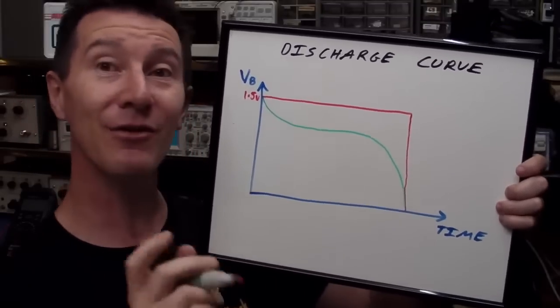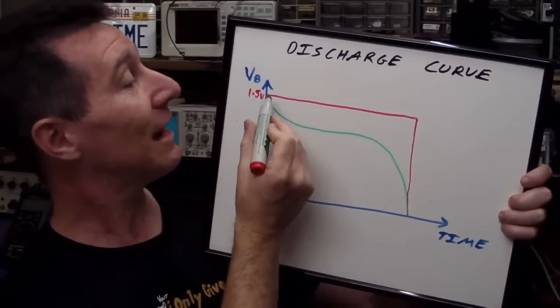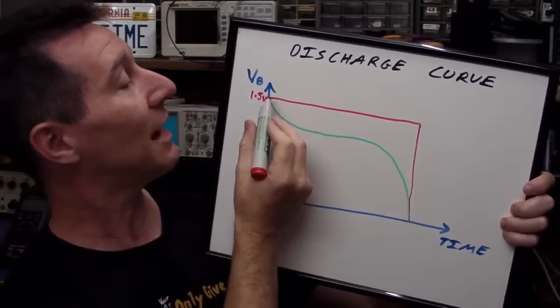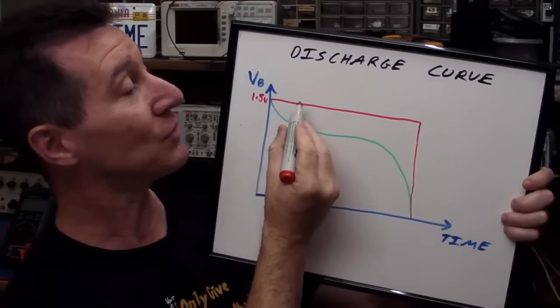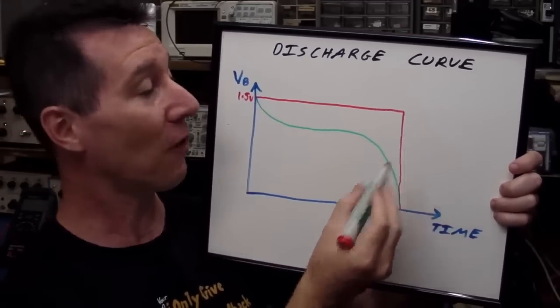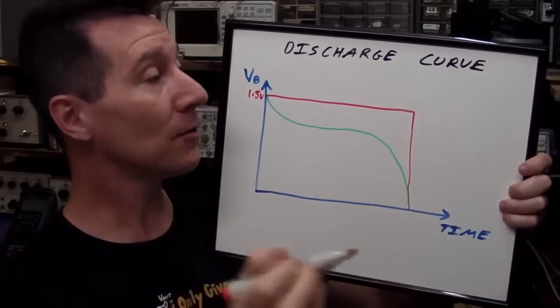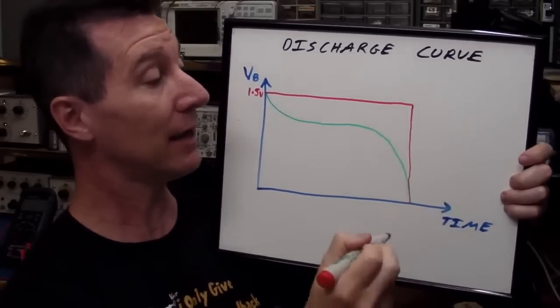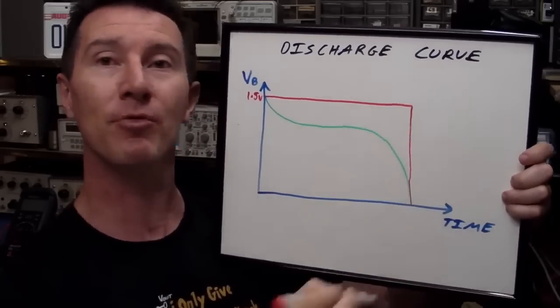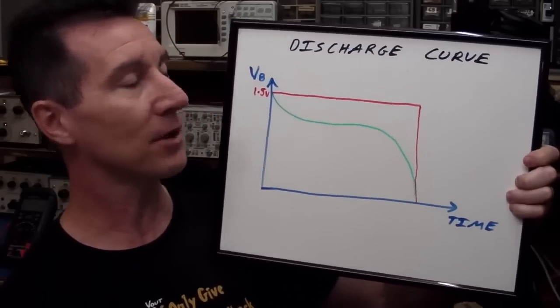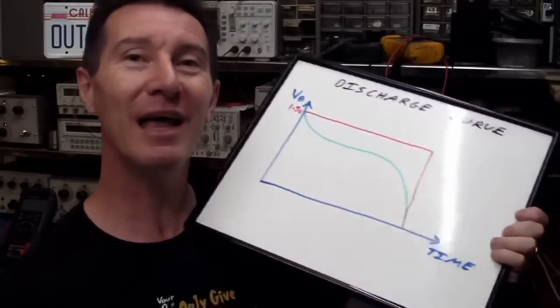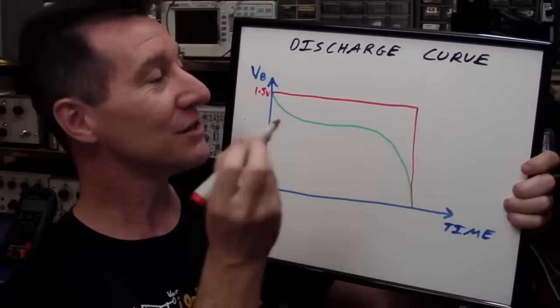Now, an ideal battery in this case is the one in red. It will start out at 1.5 volts and it will stay at 1.5 volts for all of the time that you are discharging, powering your product. Then all of a sudden it will just die and drop straight off. That's called a brick wall response, an ideal brick wall response, and no battery will ever come close to giving you that.